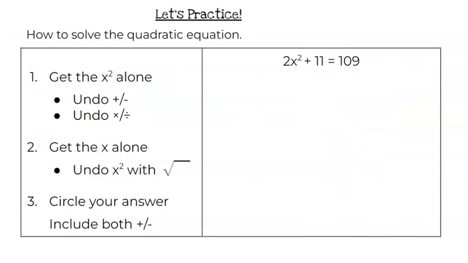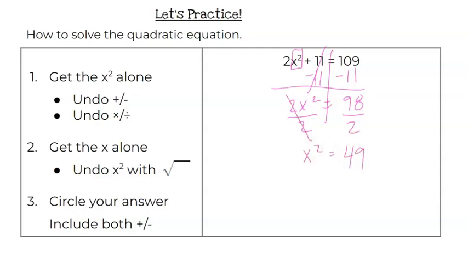All right, we have one more example here. 2x squared plus 11 equals 109. So we're going to start by getting that x squared all by itself. So we're going to undo plus 11 with minus 11. We get 2x squared is equal to 98. Then we're going to divide both sides by 2 to get that x squared by itself. We get x squared is equal to 49.